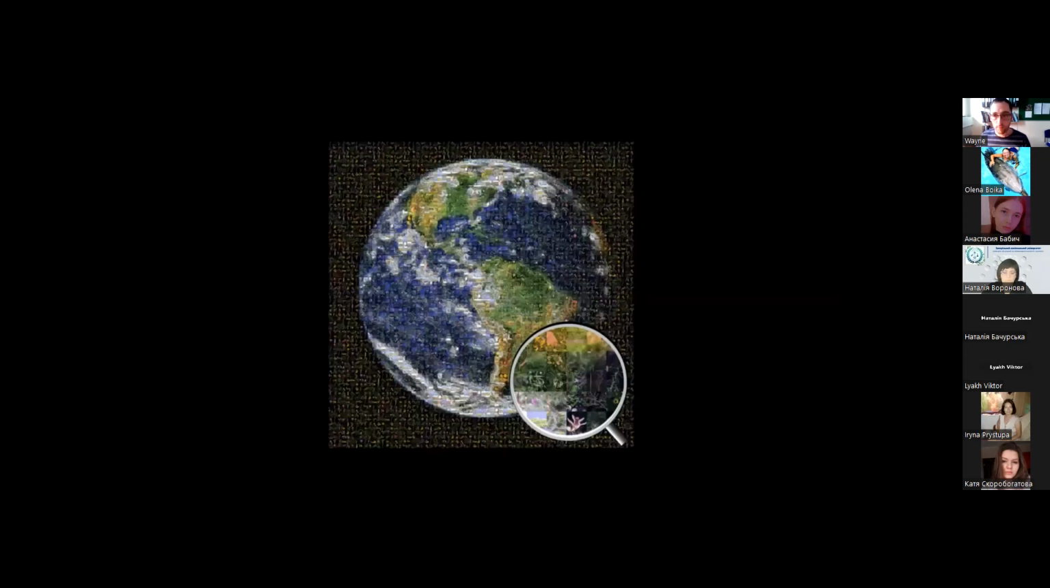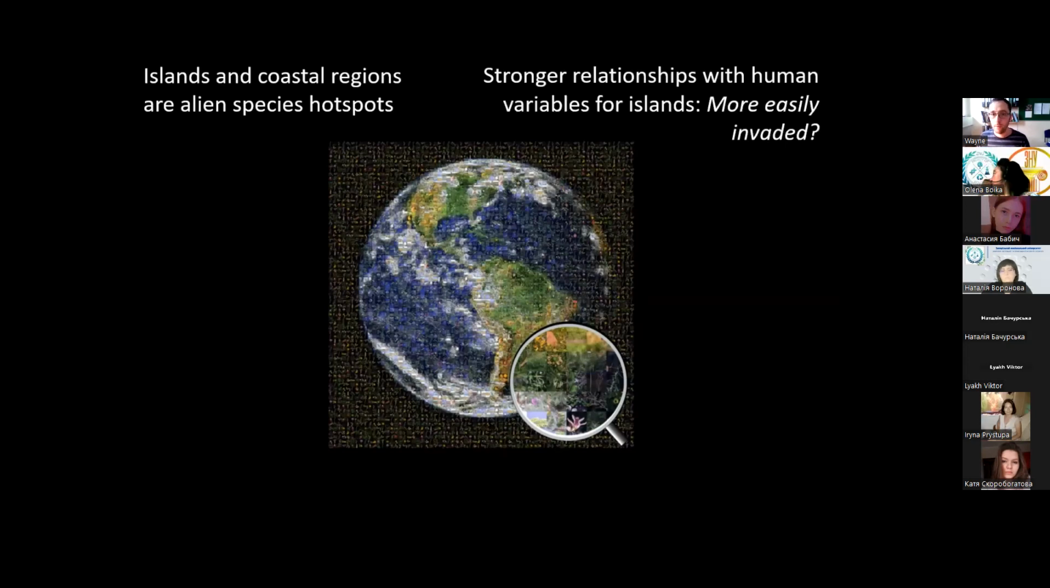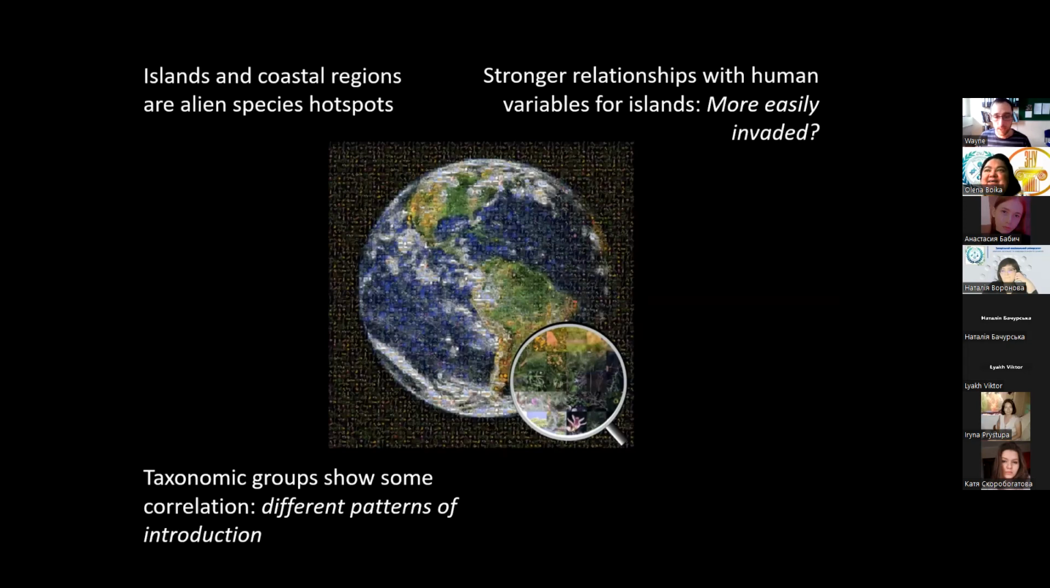Okay, so let's try to sum things up a bit where we are at the moment, because that's quite a lot of information about those two key studies. We've shown that islands and coastal regions are alien species hotspots. We've shown that there are stronger relationships with human variables for islands, and that may indicate they're more easily invaded. Taxonomic groups show some correlation, but there's some indication of different patterns of introduction and different drivers acting as well.